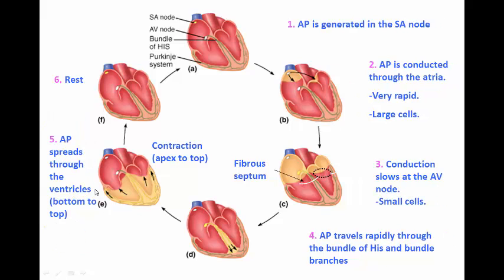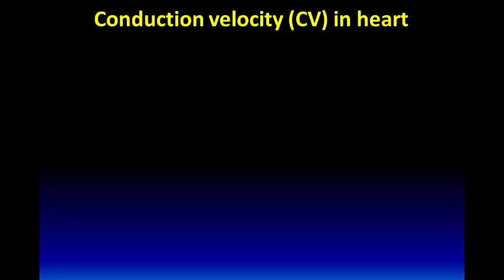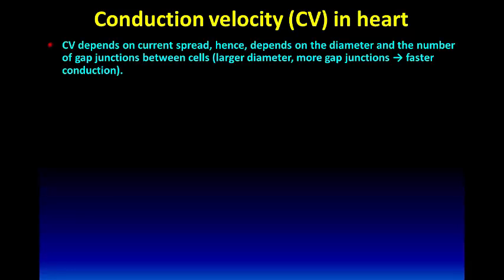And it is important to note that the action potential spreads through the ventricles, bottom to top, and we describe the physiological significance of this sort of spread in subsequent lectures. Then the ventricles have contracted, they have their systole. This systole is followed by relaxation, which is diastole. The conduction velocity in the heart depends on the spread of the electric current.